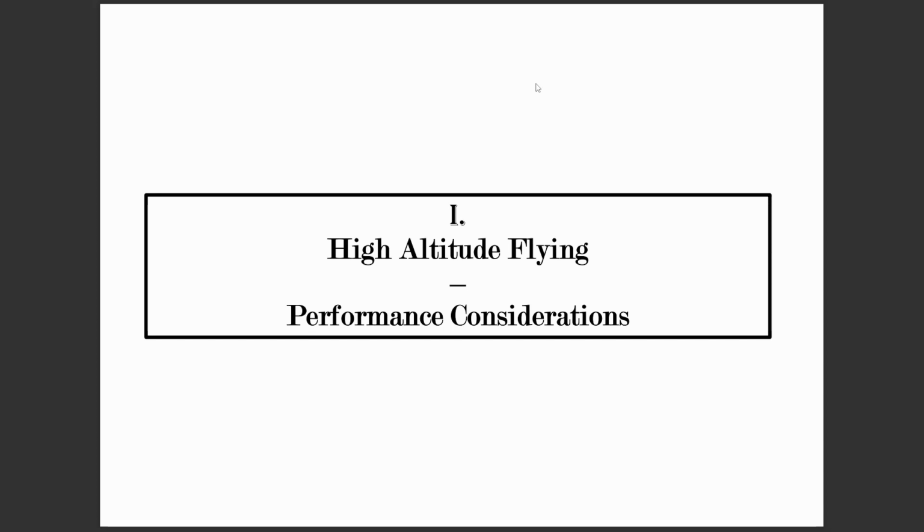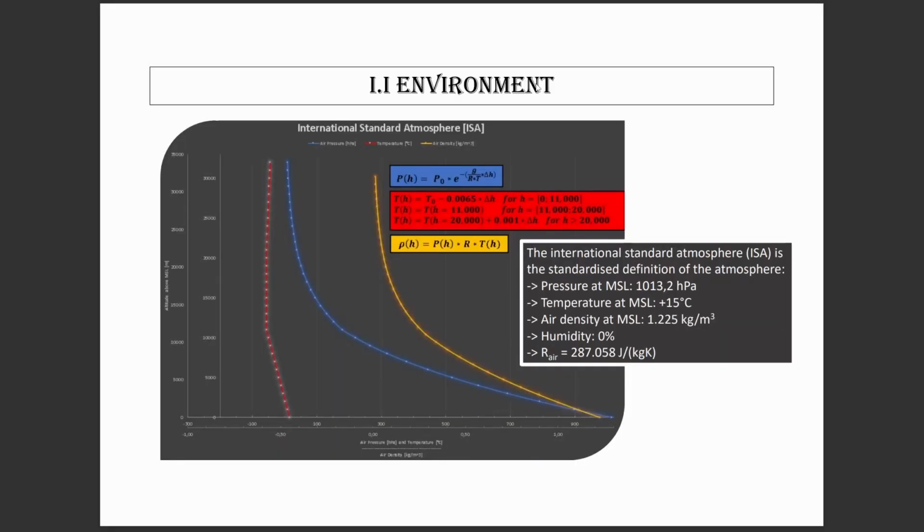Let's talk about some performance considerations when flying at high altitude. And in order to understand how our aircraft's performance changes with altitude, we need to look at the environment that we fly in. Now, the environment that we fly in is obviously the atmosphere, and the atmosphere is governed by certain physical laws in terms of how pressure, density, and temperature behave with altitude. And there are several definitions for the atmosphere, or atmospheric models, if you will. I'm using the International Standard Atmosphere here to convey the principles to you.